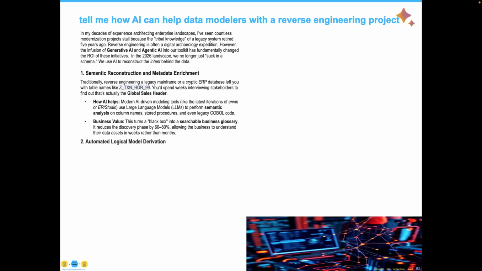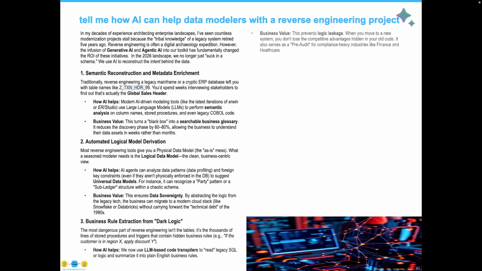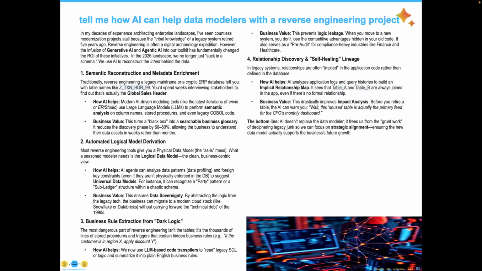Well, AI can actually go in and look at these things, just like Erwin and ER Studio and other types of things, to perform the semantic analysis in here, giving you 60 to 70% coverage. It can do automated logical data model derivation. You can look at a physical model and it will take away all of the Oracle or Amazon specific pieces. It can extract dark logic, which is sort of business rules and triggers and things like that that are in there. Very, very problematic. It can discover relationships and self-healing lineage.